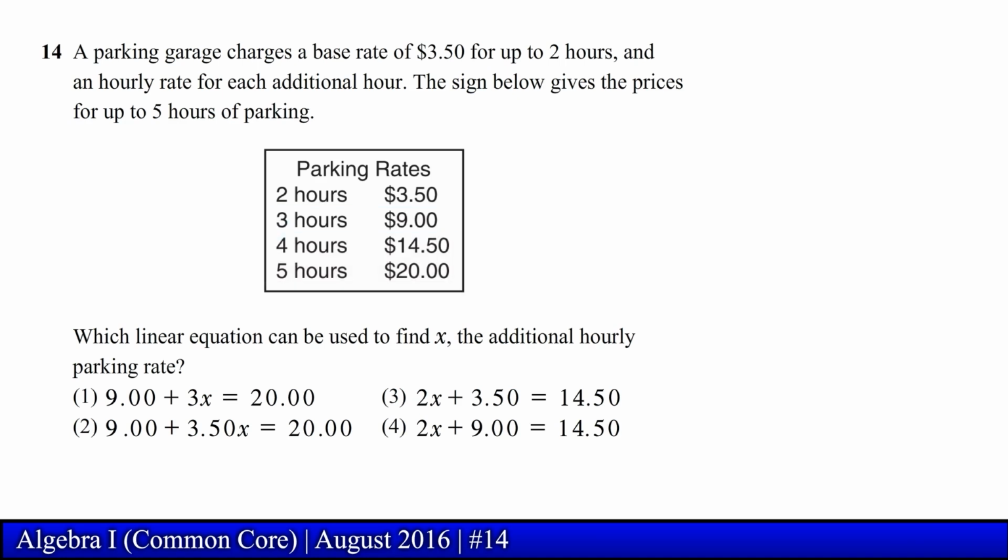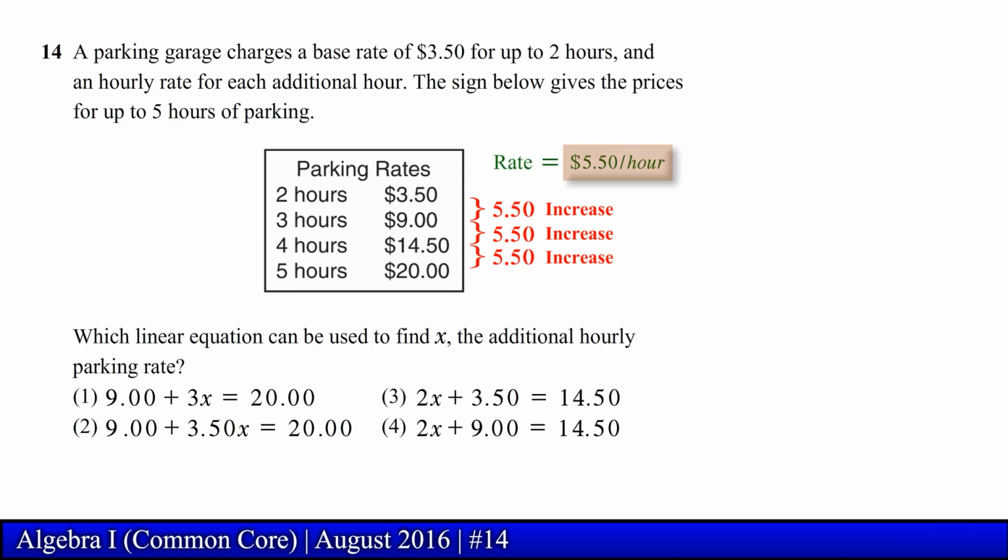We can determine the additional hourly parking rate by taking a look at the prices. The base price for 2 hours is $3.50, and the price for the 3rd hour is $9. This is a $5.50 increase from the 2nd to the 3rd hour. The price increase from the 3rd to the 4th hour is also $5.50. The same price also increases from the 4th to the 5th hour. We now know that the hourly parking rate after the first 2 hours is $5.50 per hour.